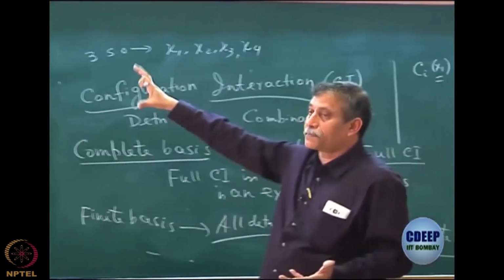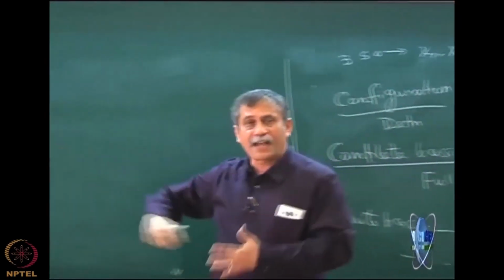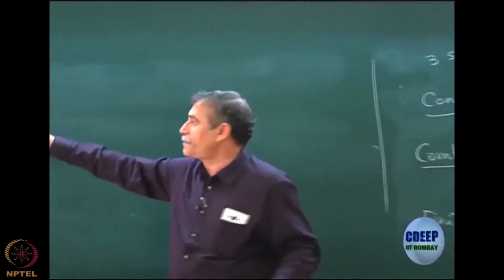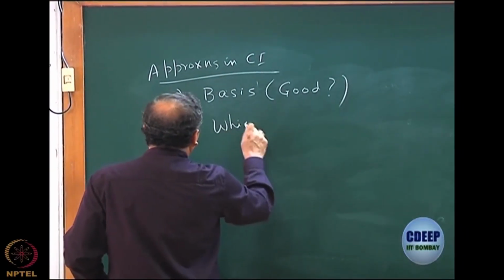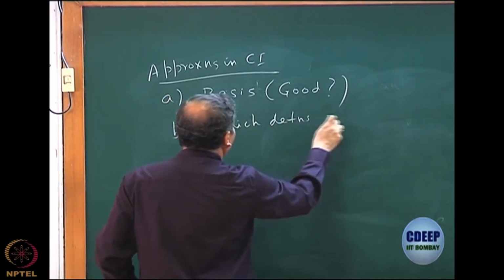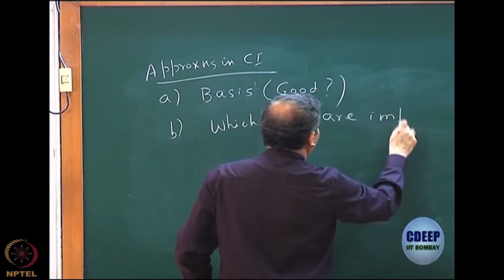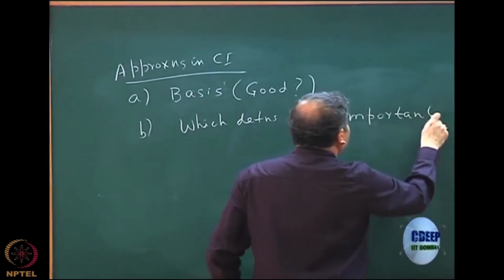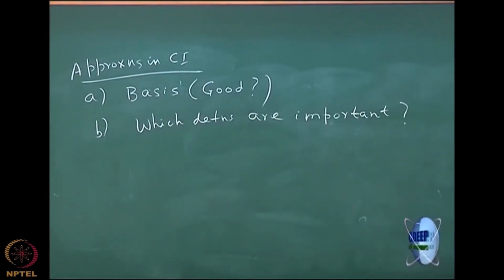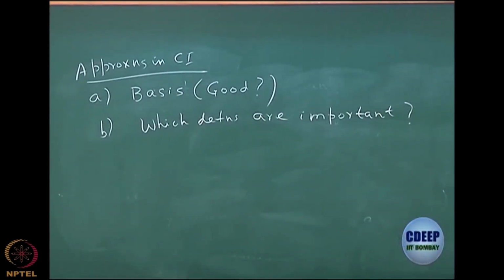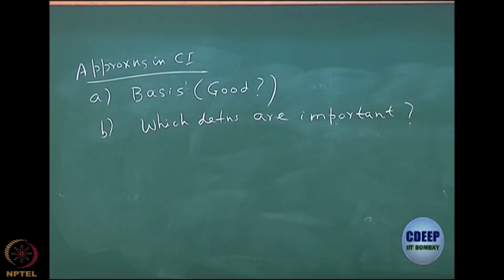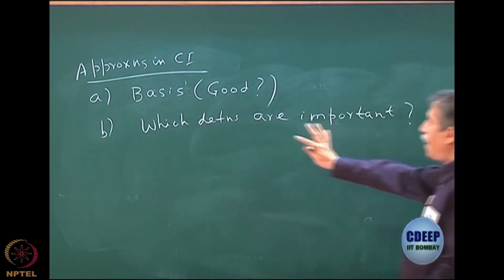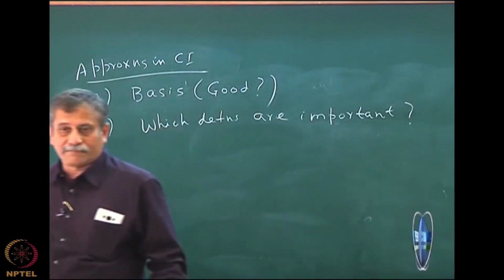A lot of people have worked on this basis. This basis is not only a problem in CI, but all across quantum chemistry, because this is a very, very important problem. Second is, within this basis, which determinants are important. If we know these, we will only take those important determinants, because eventually we can't do exact calculation, we will do approximate calculation. So, we want to take physically important determinants and not all of them, because some may not really be important. So, these are the two very important parts which will define my CI.